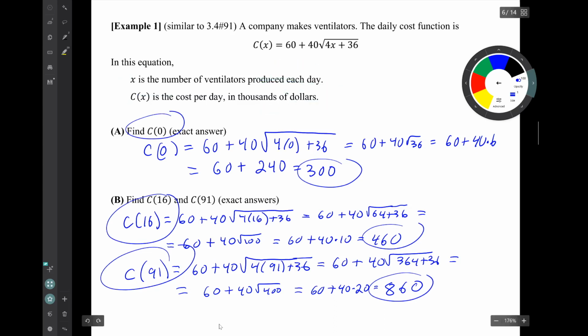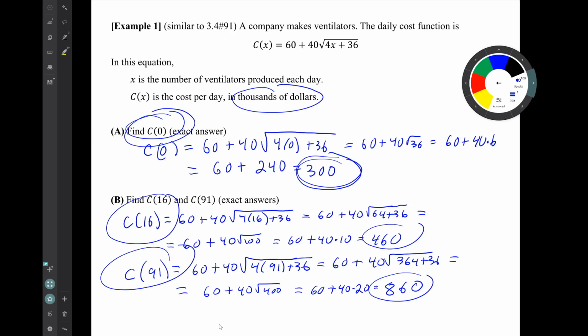So these three results in A, B, and C are the costs of producing certain numbers of ventilators. Well, look, in question A, no ventilators are produced. So the resulting value of C was 300. That tells us that if the company does not make any ventilators, they will spend $300,000 a day. Those represent what are called the fixed costs for the company. $300,000 per day for not producing any ventilators.